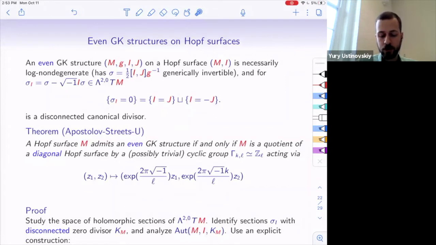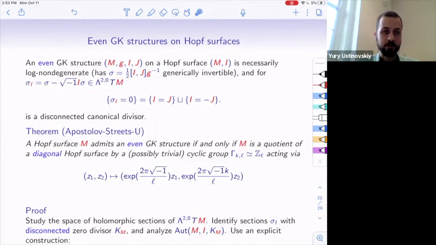If you have an even structure on a Hopf surface, then it is necessarily log non-degenerate. So this Poisson tensor is generically invertible, and it's the real part of a holomorphic Poisson tensor. The zeros of this Poisson tensor form, trivially, a canonical divisor of the Hopf surface. And it happens that this canonical divisor must be disconnected. It must be a disjoint union of the locus where I equals J and the locus where I equals negative J.